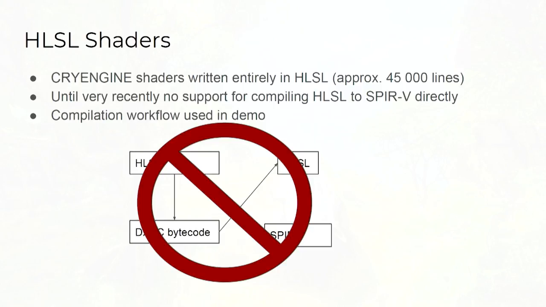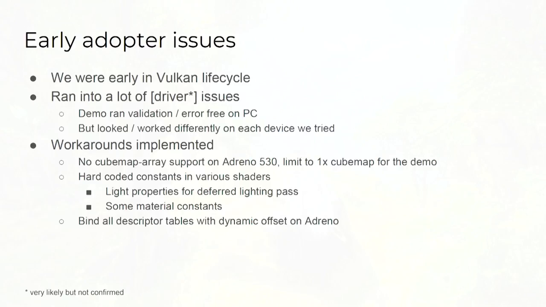So luckily this is over, because now we have, I think it's called DXC, a native HLSL to SPIR-V translator, which has been developed by Khronos together with a few folks from Google. So this is not necessary anymore, and we don't want to repeat that.